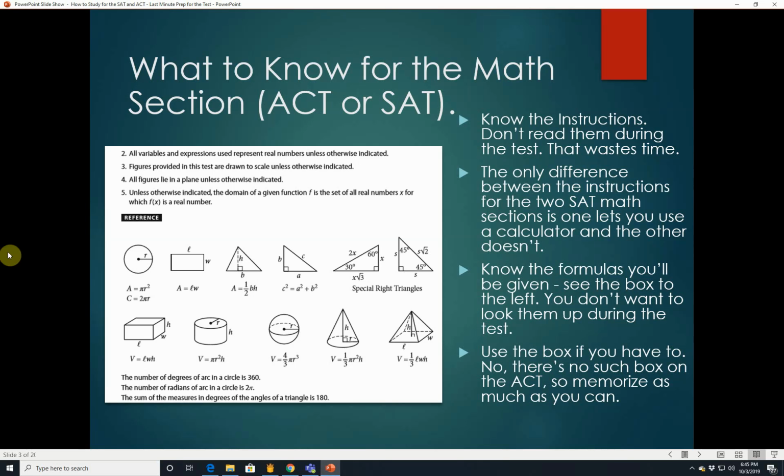And they also tell you the number of degrees in an arc of a circle is 360, the number of radians is 2 pi, the sum of the degrees and the angles of a triangle is 180, and you should also know that a straight line is 180 degrees.